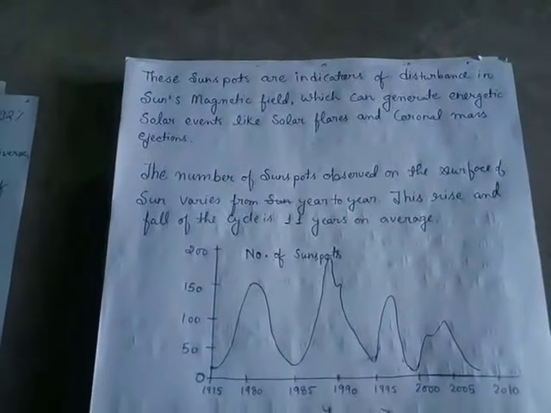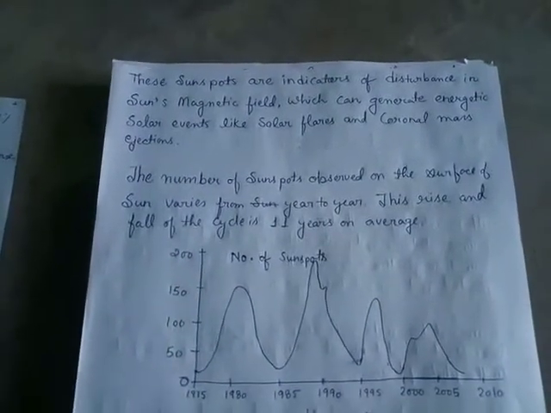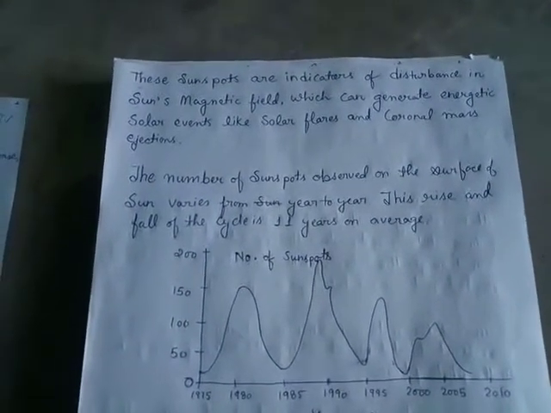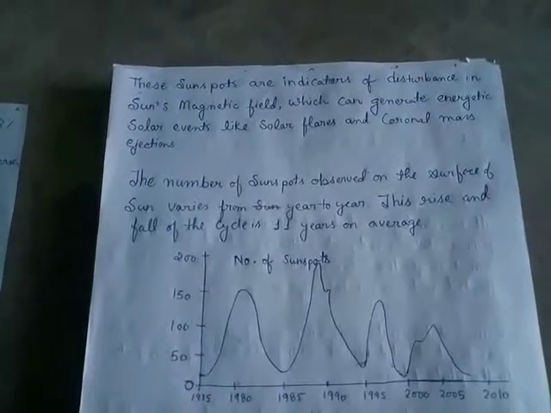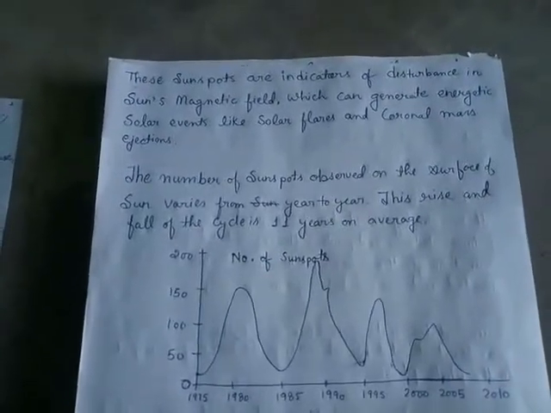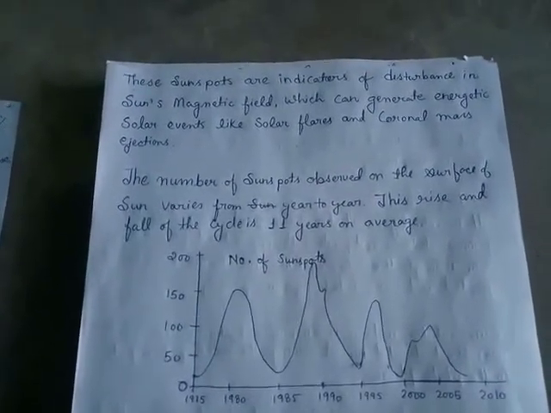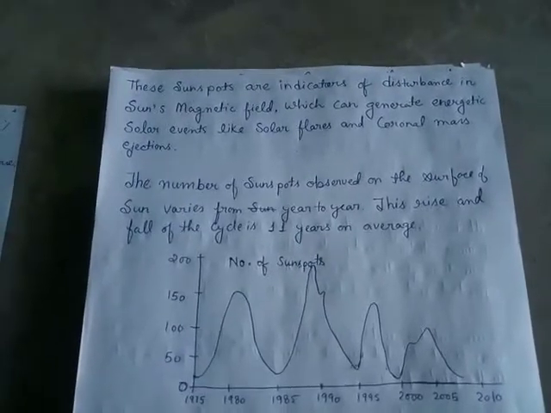So these sunspots are indicators of disturbance in Sun's magnetic field. Whenever there are sunspots, then there will be a disturbance in magnetic field, which can generate energetic solar events like solar flares and coronal mass ejections.